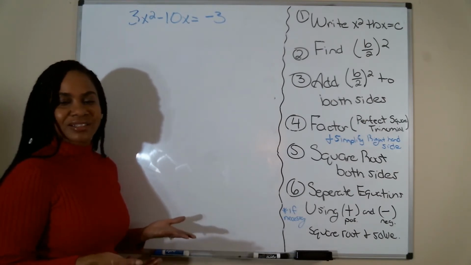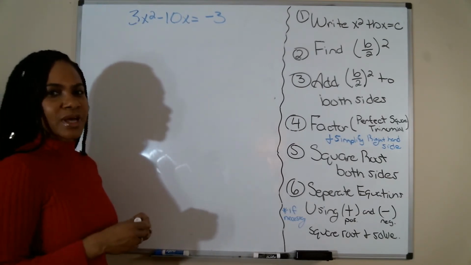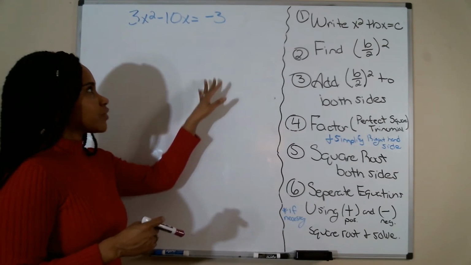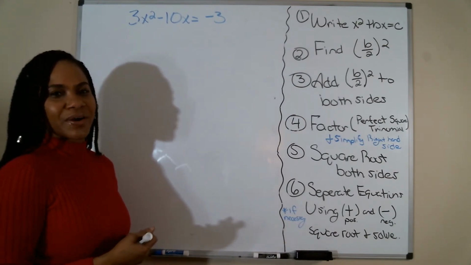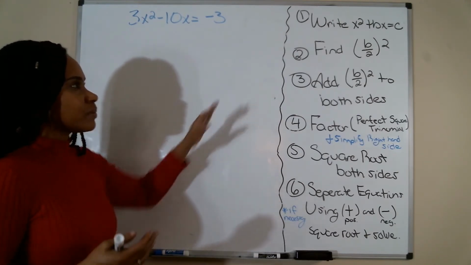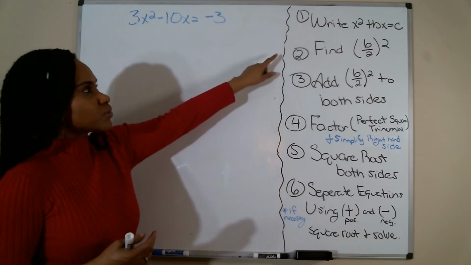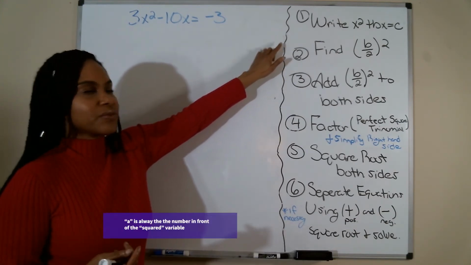They don't have fractions. But for this video here, I'm just going to show two examples. The first one, I'm going to actually do, and the second one, I'm going to have you try on your own, all right? So, same steps for completing the square. We want to write x squared plus bx equals c in that form.